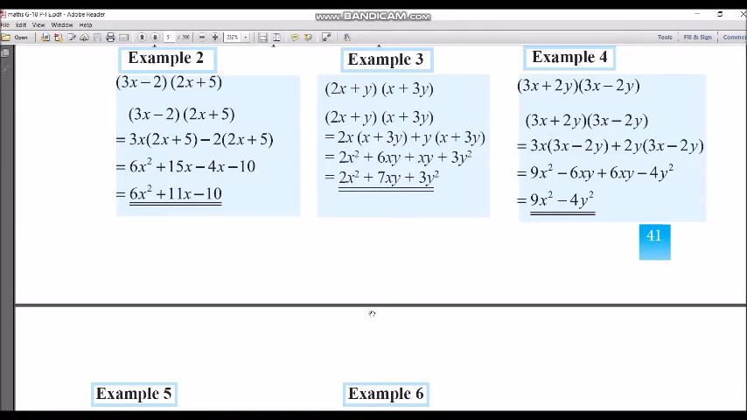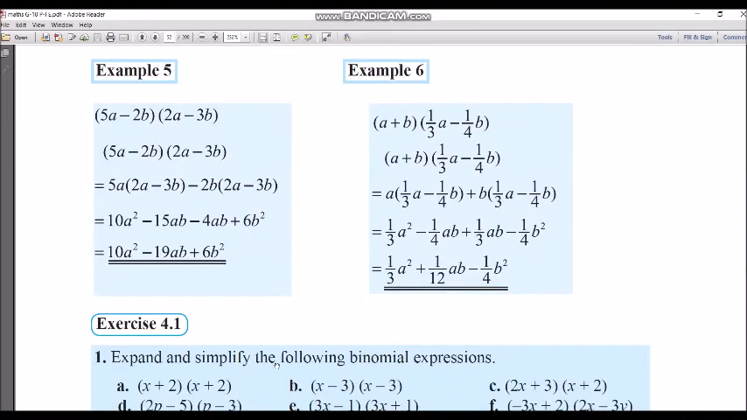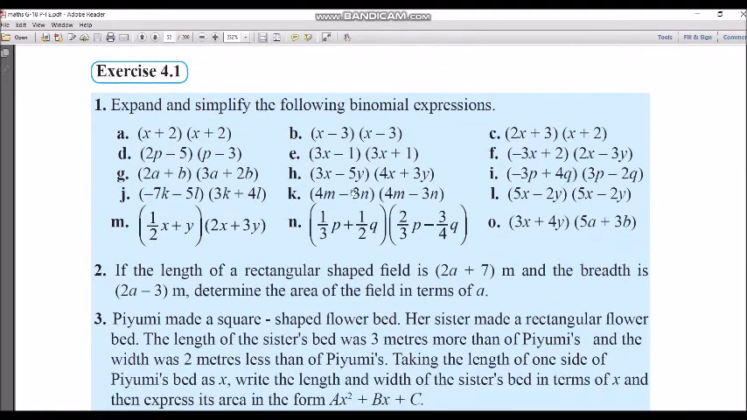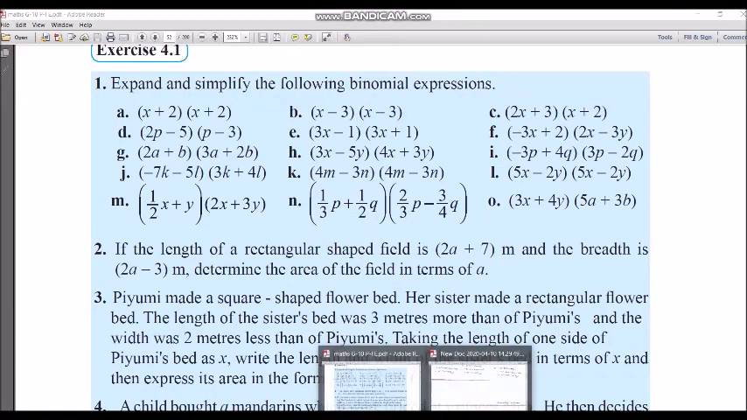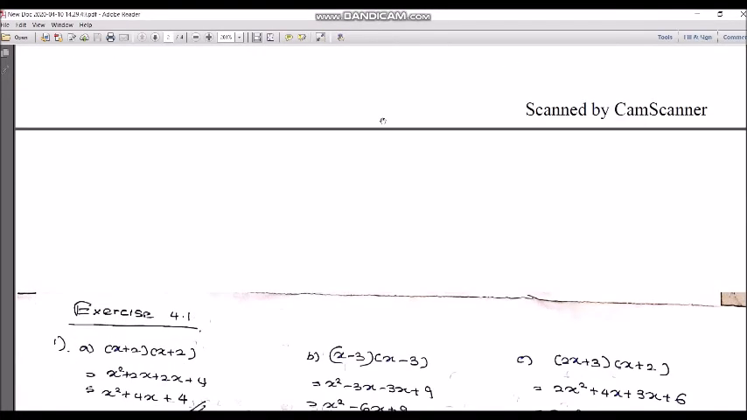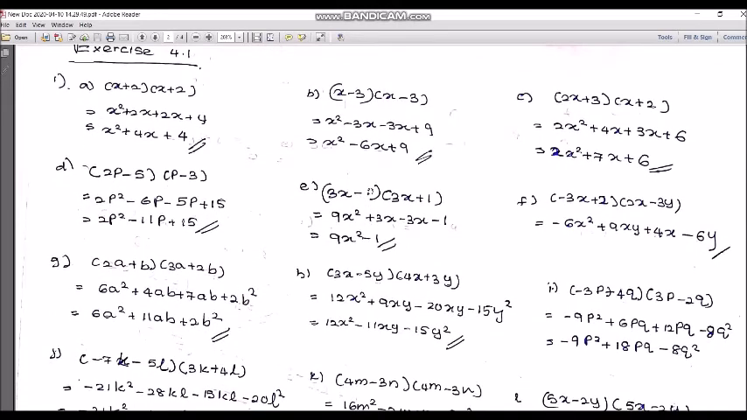So this is very simple. The only thing you have to understand is how these plus and minus marks work. If you understand that, then it's very easy. So there are the exercises. Exercise 4.1 we have done that. I'm not going to go through each and every question, only some different questions.